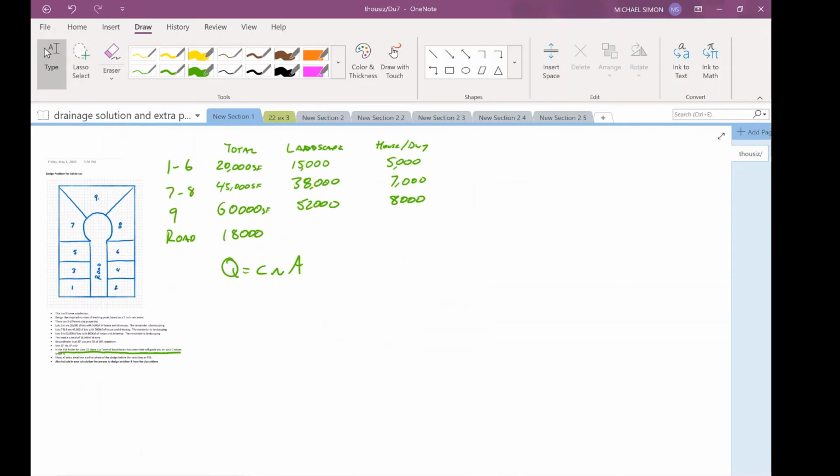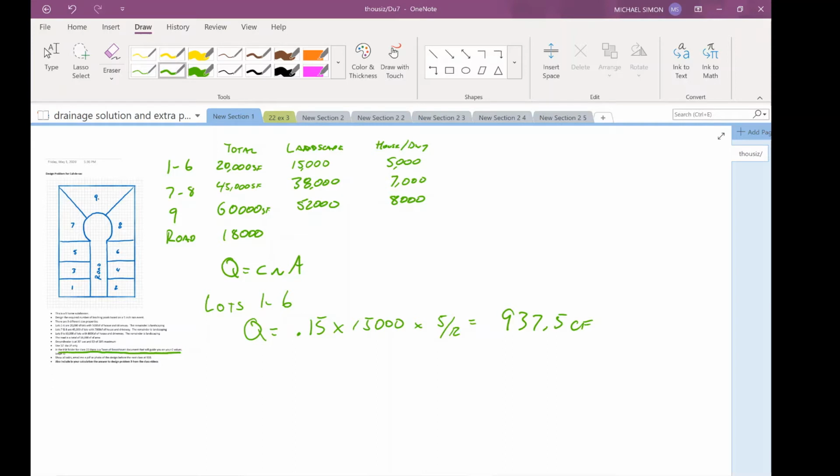So now I'm going to look at lots 1 through 6. Q will be equal to CIA: 0.15, this is for the landscape, times 15,000 square feet times 5 over 12 to convert over to inches. So 0.15 times 15,000 times 5 over 12 gives me 937.5 cubic feet.